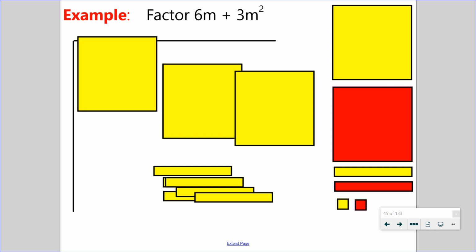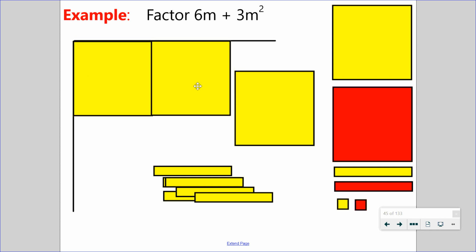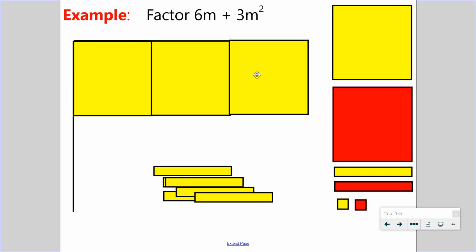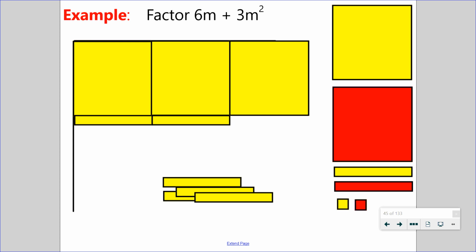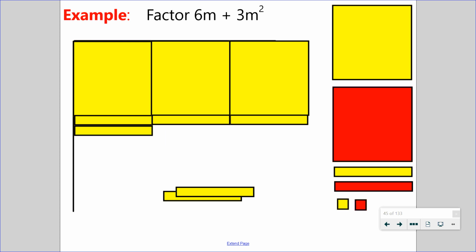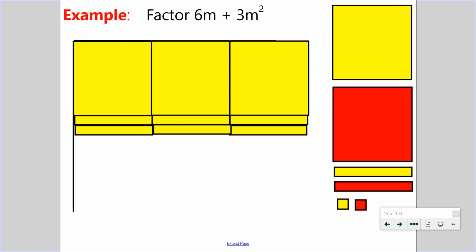So 3m squared, really there's only one way of arranging that. We could arrange them 3 in a row or 3 on top of each other. It's the exact same thing. So I'm just going to go 3 in a row, and then I'm going to line up my variable tiles underneath it. So lining them up just like that. Then I can put this one under here and here. It fits perfectly together as a rectangle.